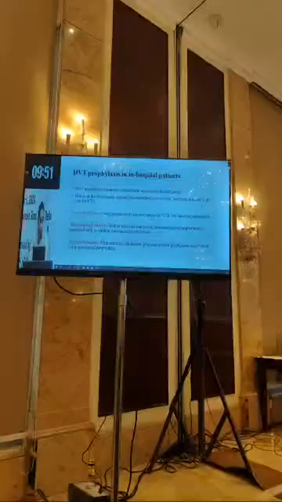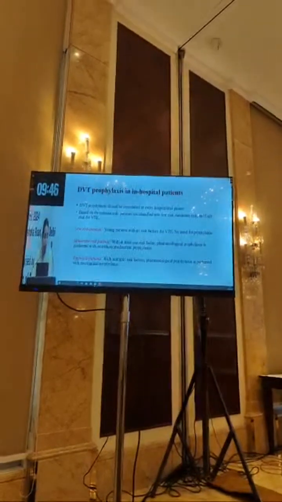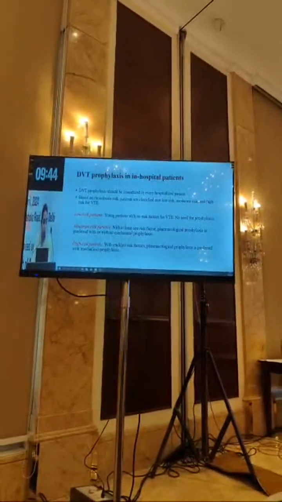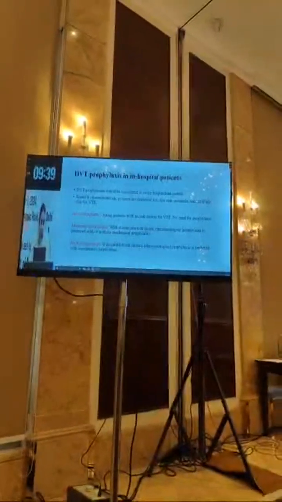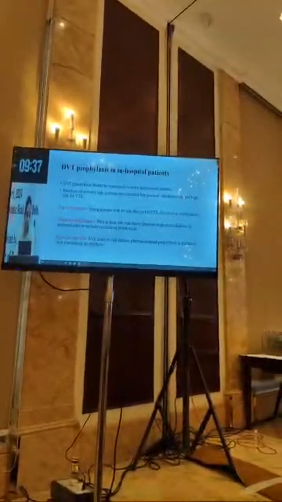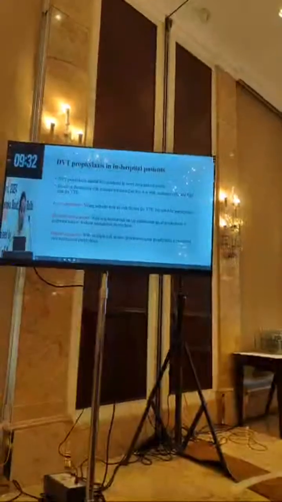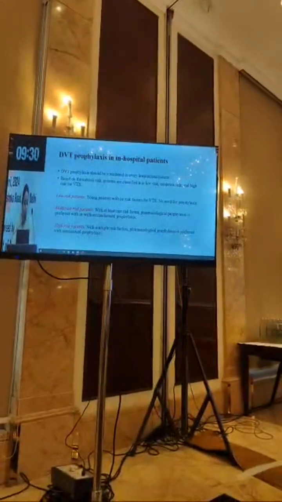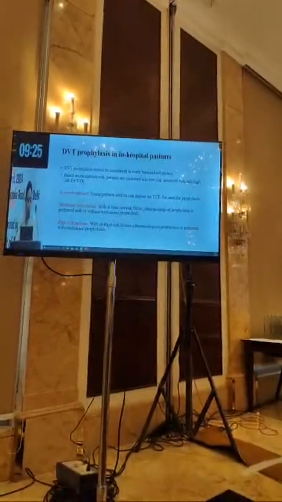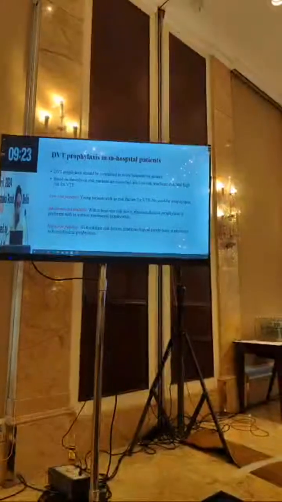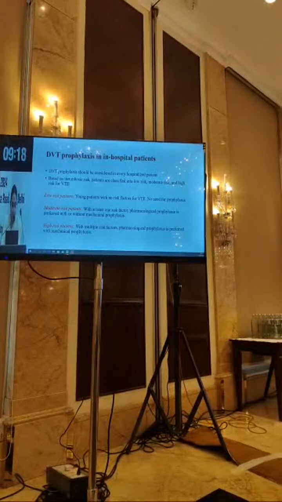DVT prophylaxis in low, moderate and high risk patients. The low risk patients include young patients with no risk factors for DVT. There is no need for prophylaxis in such patients. Moderate risk patients include patients with at least one risk factor. Pharmacological prophylaxis is preferred with or without mechanical prophylaxis. And high risk patients include patients with multiple risk factors. In this, pharmacological prophylaxis is recommended along with mechanical prophylaxis.